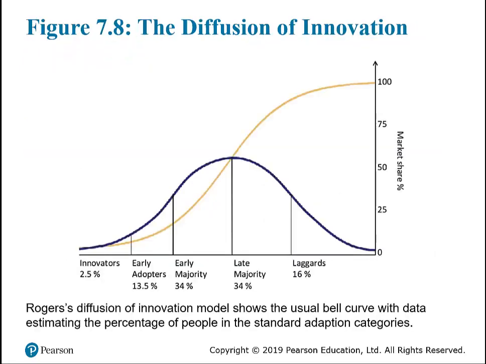Figure 7.8, the diffusion of innovation. Rogers' diffusion of innovation model shows the usual bell curve with data estimating the percentage of people in the standard adoption categories.